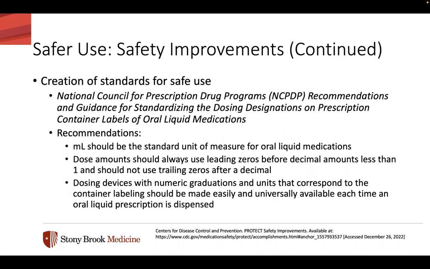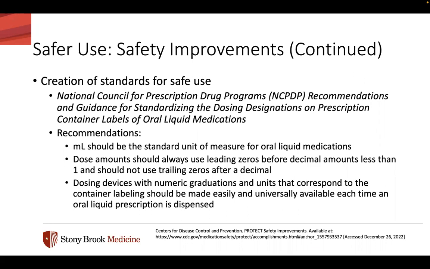And then they created a standard for safe use, which is the NCPDP recommendations. This is on prescription medications. Their recommendations were to always have milliliters as the standard measure, to always use leading zeros and not use any trailing zeros. And then dosing device units have to match what's on the container label, as well as being easily available in a syringe or a dosing cup when dispensing this medication.